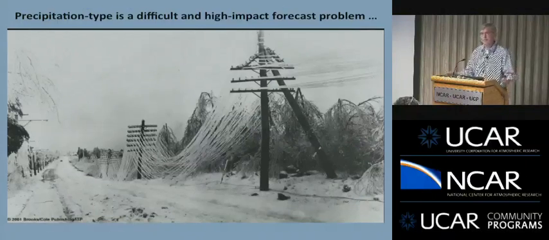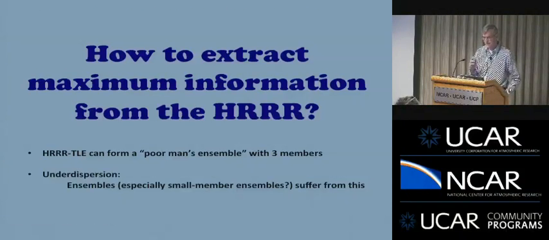So the reason for focusing on precipitation type, obviously, precipitation type is difficult as a forecast, and it's also high impact in certain situations. I happened to visit Montreal just, I think, a few months after the big ice storm in the late 1990s, and it was really incredible to see the damage that was caused by that. And so I've published some papers on those kinds of icing events, and precipitation type has always been a problem of interest to me. So really the big question, that's why I put it big here, is how to extract maximum information from the HRRR.